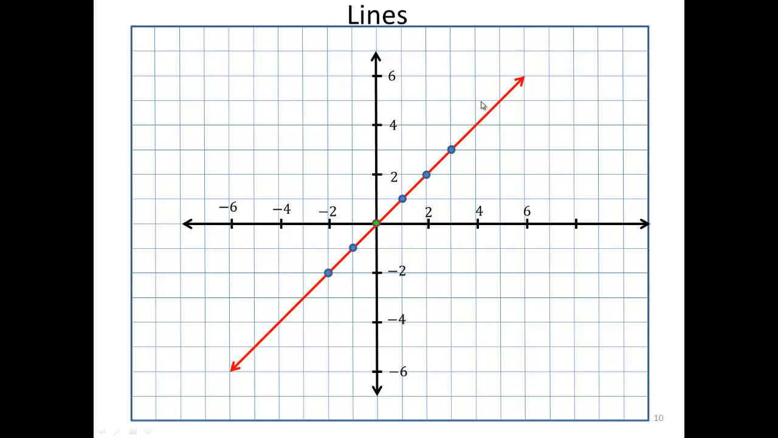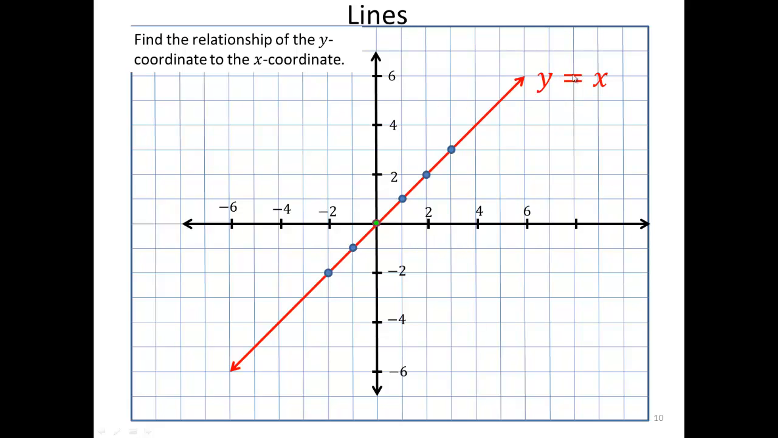How would we describe the relationship of x and y coordinates that are on this line? Well, every point that you see here, -3, -3, 4, 4, 5, 5. You can see that the y coordinate is the same as the x coordinate for all points on this line. So this is the line y equals x.